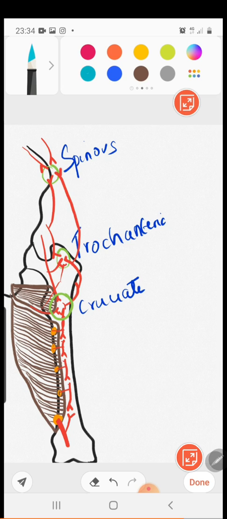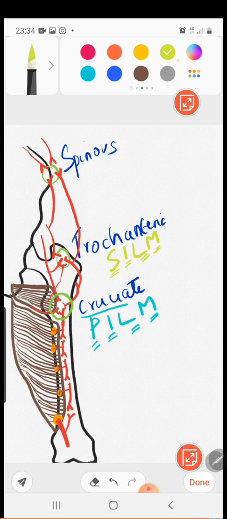Now, how to remember all these branches? Cruciate anastomosis. Remember this? Patriotic Indians love Modi ji. Got it? Cruciate anastomosis. Trochanteric anastomosis: superior gluteal, and then what is the other branch? Inferior gluteal, lateral circumflex femoral, medial circumflex femoral. South Indians love masala. Okay.